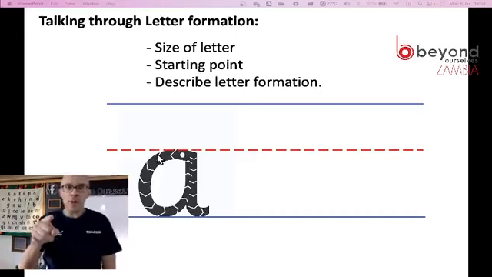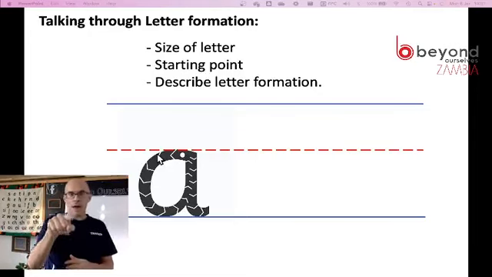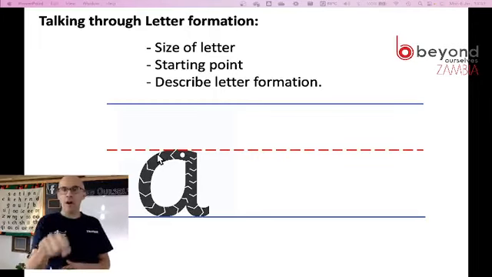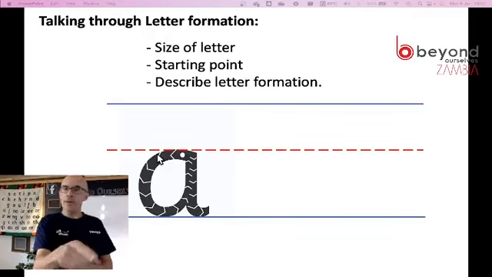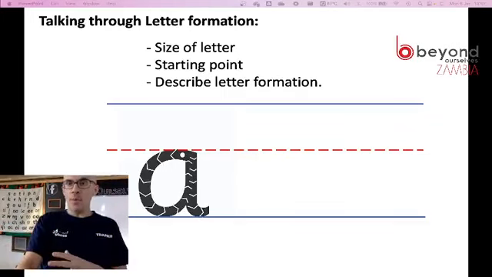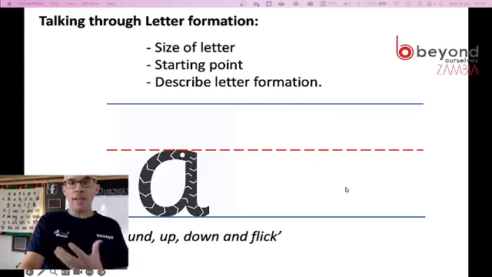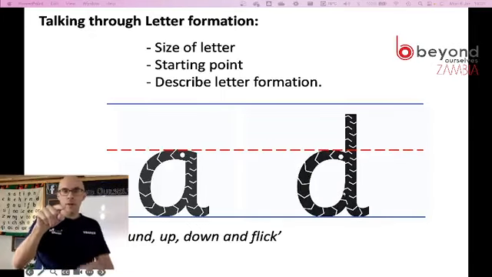And what we do is when we do an A, it's a small letter, and it's going to go around, up, down. If you're doing print, then it's just going to go around, up, down. If you're doing precursive, it's going to go around, up, down, and flick. Okay? So that's letter A, but then what we realize is that letter D actually follows the same pattern, because it also starts in the middle and it goes around, up, down, and flick.